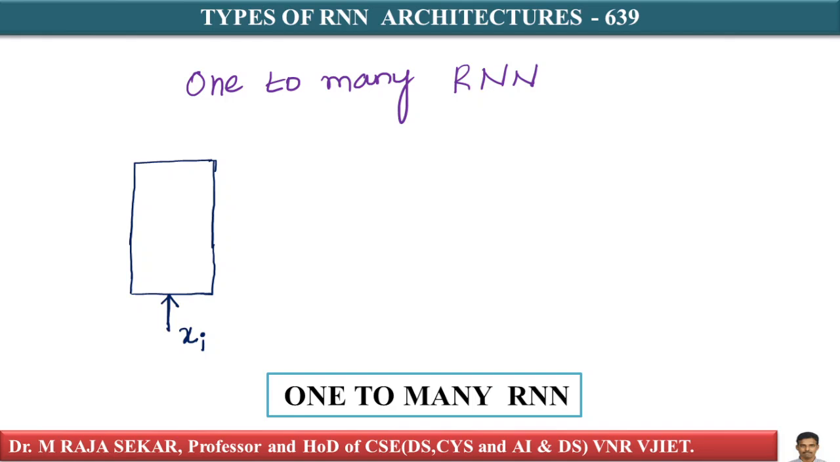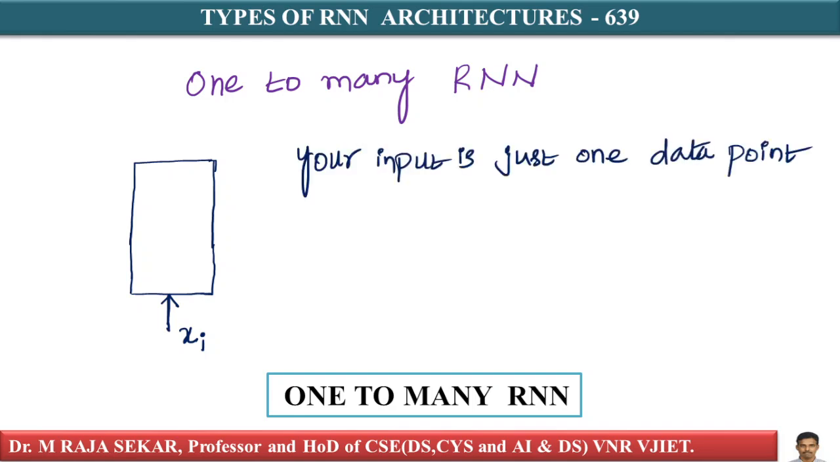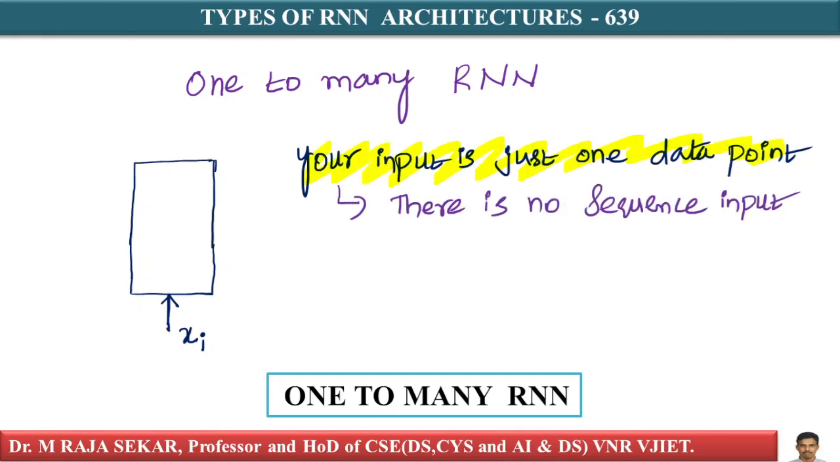One-to-many RNN looks like this. You have your RNN unit here. Your input is just one data point. That's very important. Let me repeat, your input is just one data point. There is no sequence in input. There is no sequence like this xi. Just see this xi, single input.